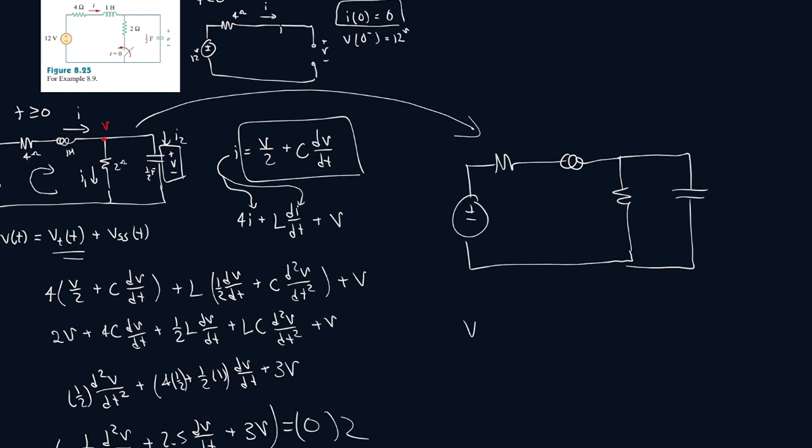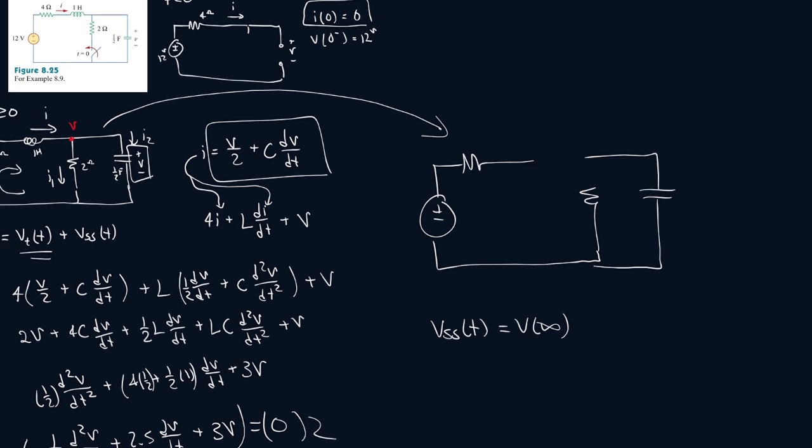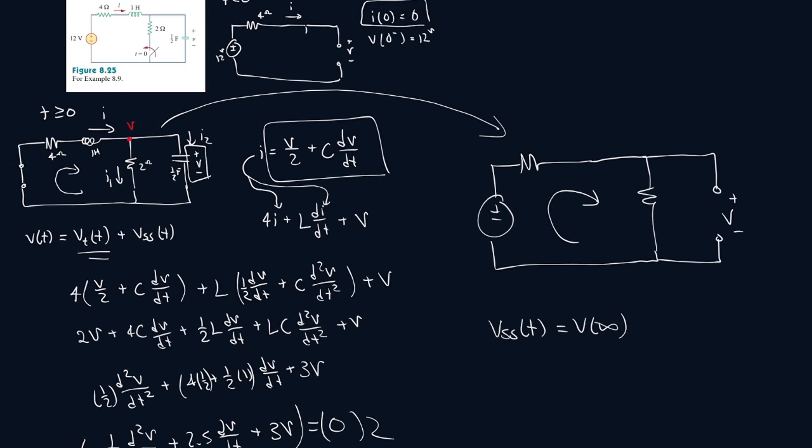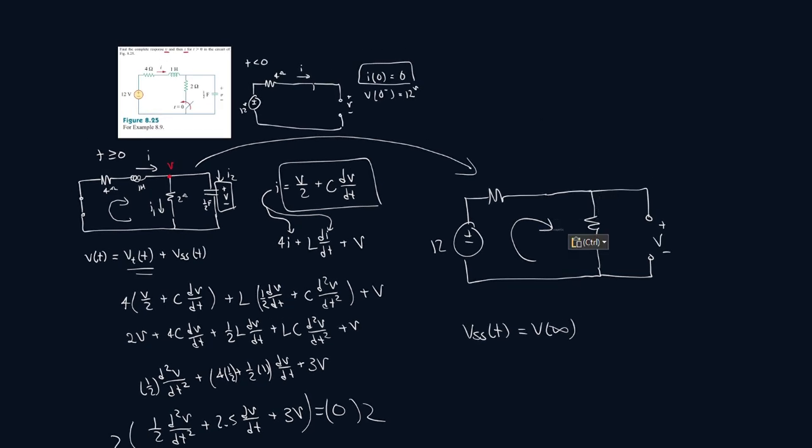And pretty much V steady state is going to be equal to V infinity. So we're going to view the circuit when t equals infinity. So this short circuits, and this becomes an open wire. So we need to find the voltage at this region. So we know the current for this is just going to be, so the voltage source is this. So the current is going to be 12 all over.